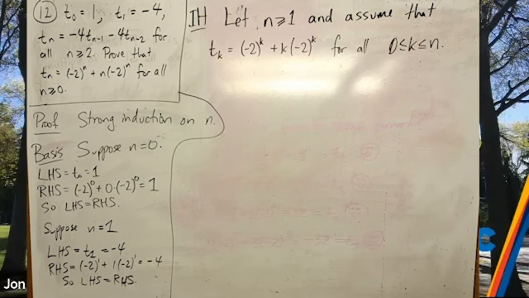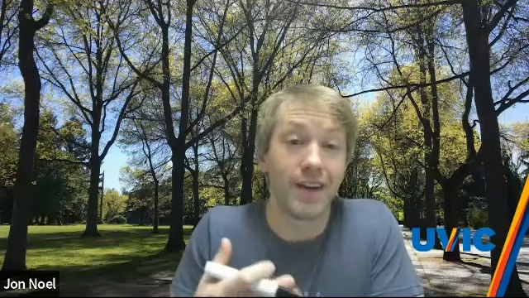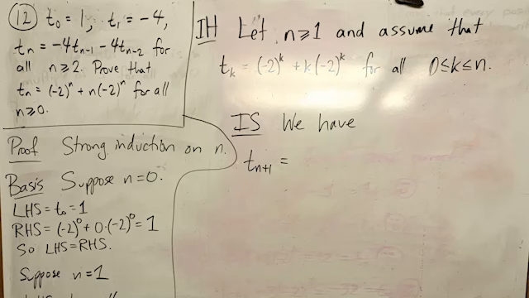Now, for the inductive step, at this point, we know that it's true for all numbers from 0 up to n. So the next one to do is n plus 1, right? I know it's true for up to n. What is the next case? It is the next thing after n, which is n plus 1. So I'm going to start by saying, what is t_{n+1}?